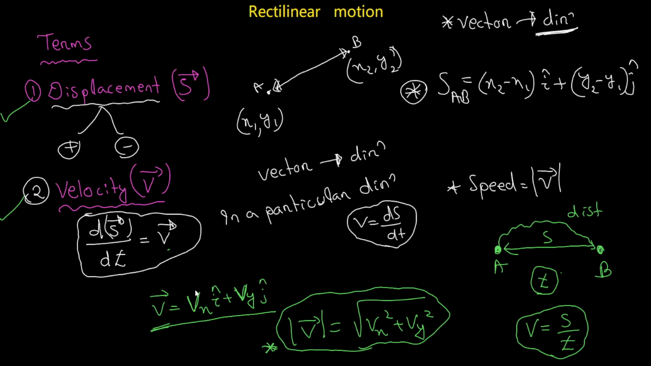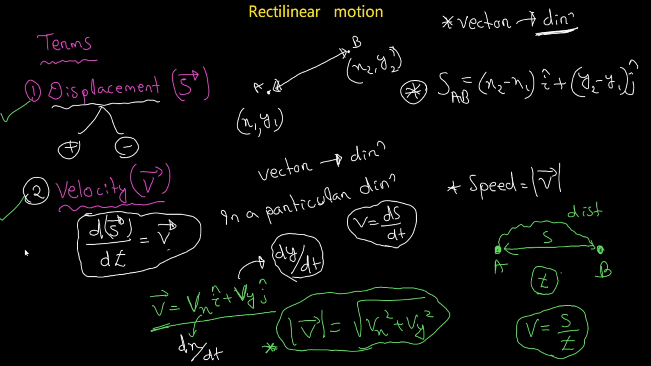So the Vx will be nothing but how much? The Vx will be dx, the displacement in the x direction, divided by dt. Then Vy will be nothing but dy by dt. These are the terms you can easily calculate.